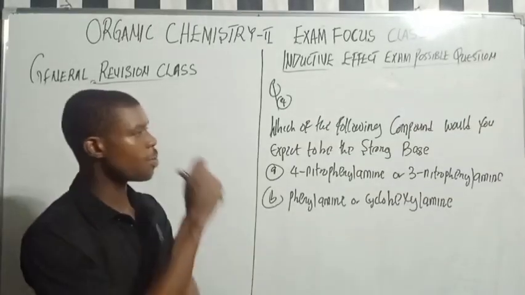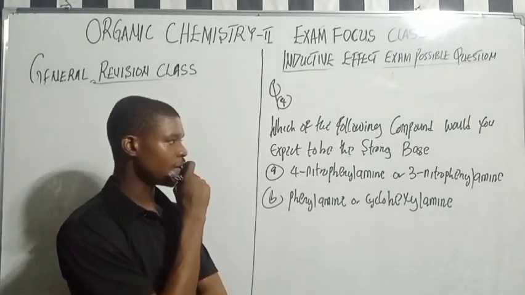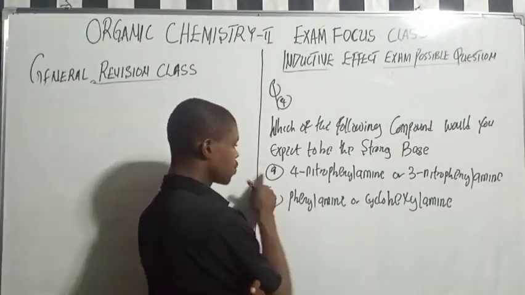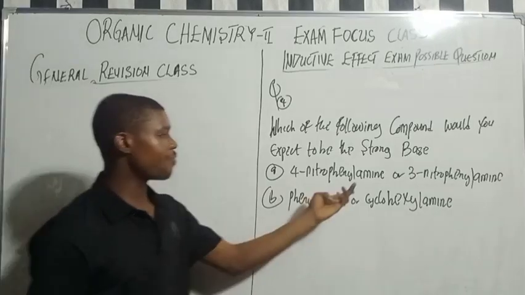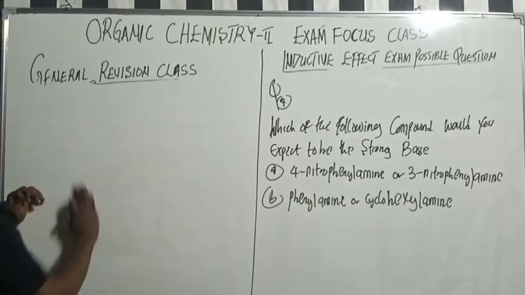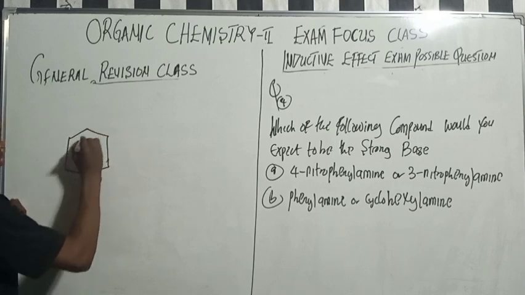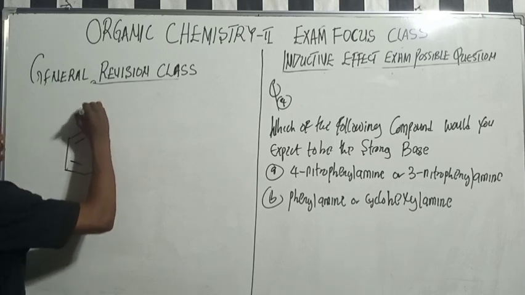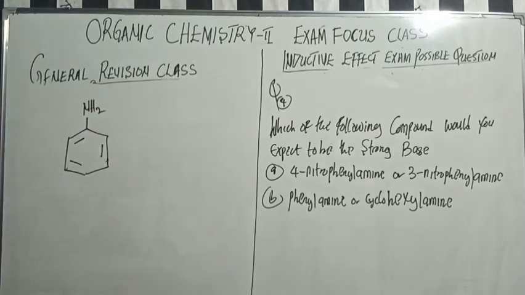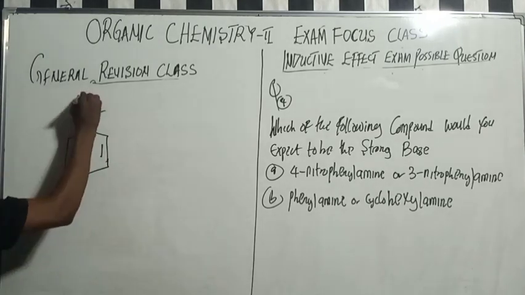They say, which of the following compounds will you expect to be a stronger base? Here we have the first one, here we have the second one. So here we have phenylamine. Therefore, let's draw the structure of phenylamine. This is NH2. This is that.